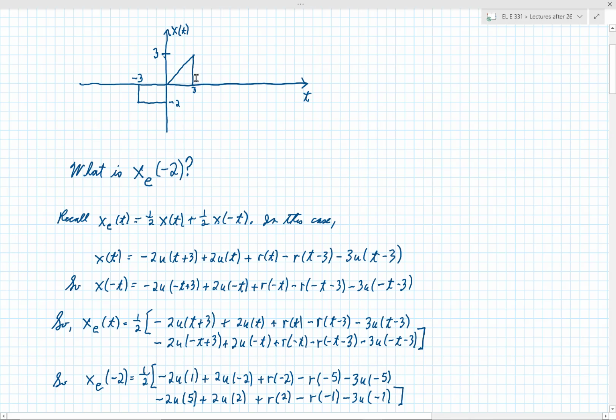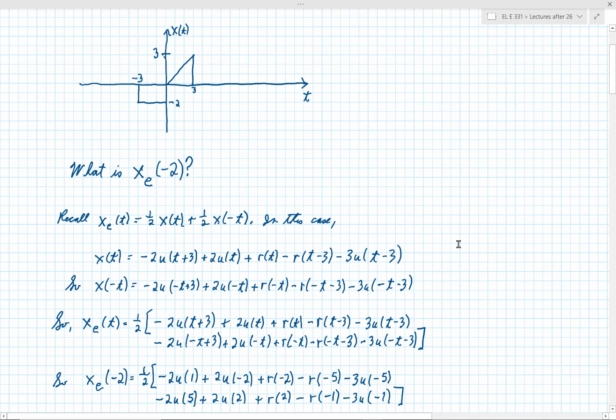And then after that, it flattens out. So we have to subtract r of t minus 3 right here to make it flatten out. And then to make it go from here down to the axis, we have to subtract 3u of t minus 3. So this is the entire expression for x of t.